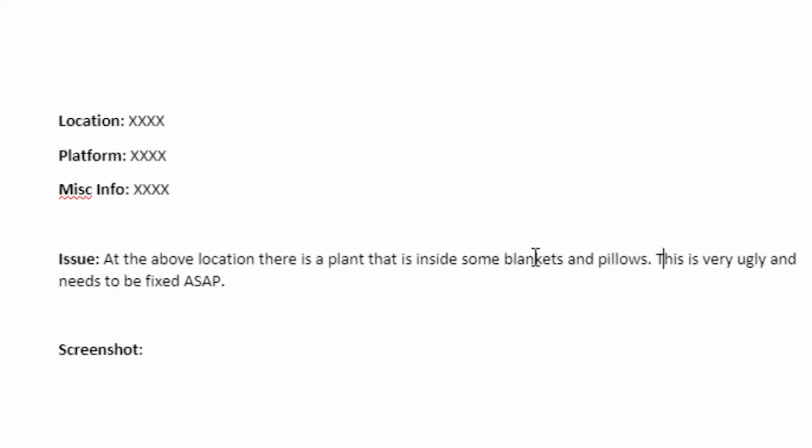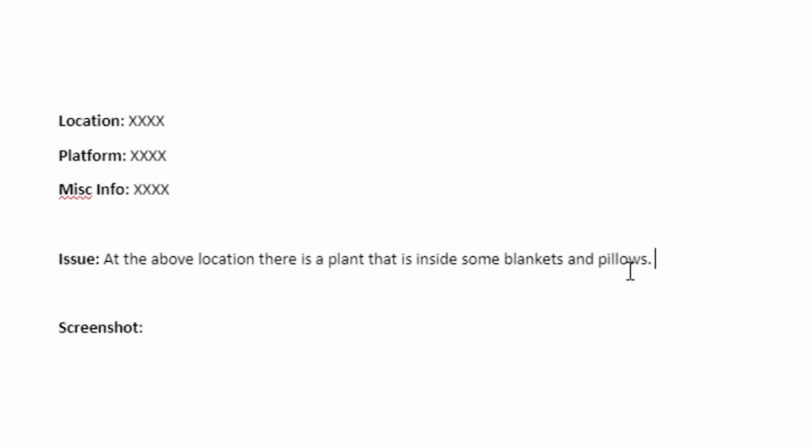Next line is, "This is very ugly and needs to be fixed ASAP." Again, this is your opinion and isn't really relevant to the bug. Plus, whether it needs to be fixed ASAP or fixed at all really isn't the call of QA, it's the call of production or some other team. So here we've taken a bug that was about two sentences long and full of opinions that could easily offend and piss off a developer, and we've made it very factual. At the above location, there's a plant inside some blankets and pillows. This is what you're aiming for. Very factual, in no way pointing a finger and blaming.